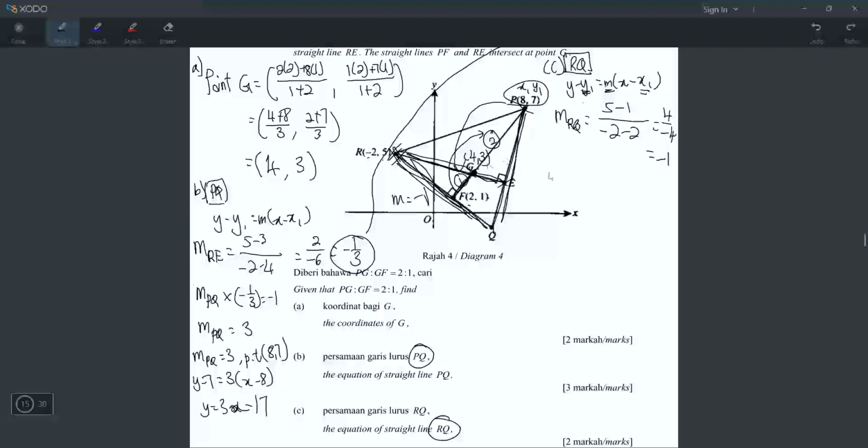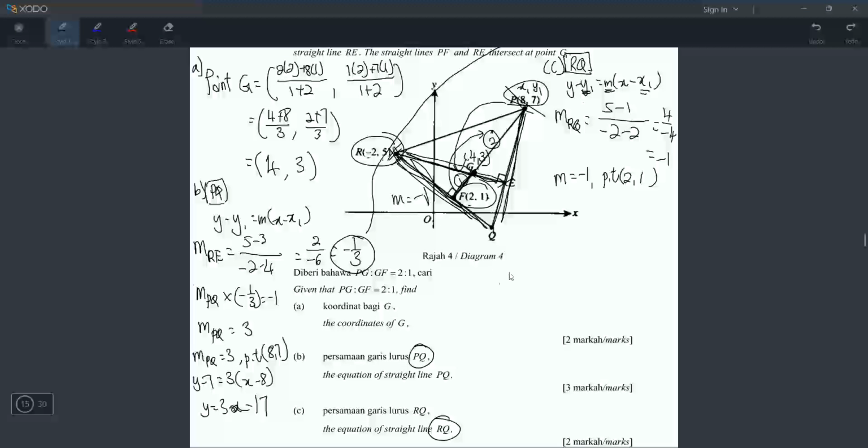But the point you use, okay, so the formula is, the gradient is negative 1. And the point that we use here, it passes through, can be negative 2, 5, can be 2, 1 also. Okay, you use this point also, you will get the same answer. You use this also, you will get the same answer. Believe me, because they both pass through, so both can be used. But if you use P, then confirm wrong.